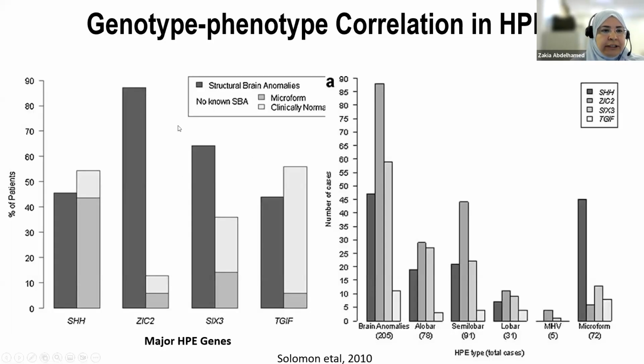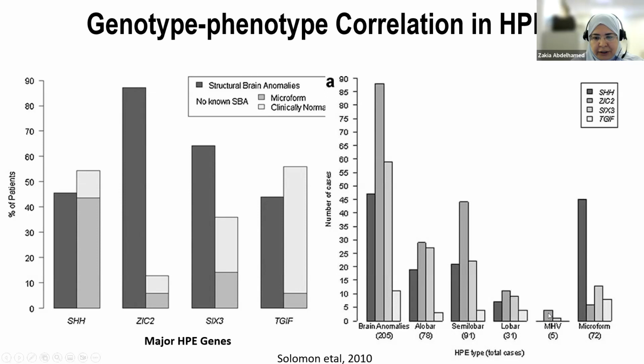Here I show the genotype-phenotype correlation in holoprosencephaly. I focused on the four most important genes causing the condition. ZIC2 is the most commonly causing structural brain malformation, while microforms occur in sonic hedgehog at a nearly equivalent rate to when it causes structural brain malformation. Of the structural brain malformations, the most common in ZIC2 is semilobar holoprosencephaly.